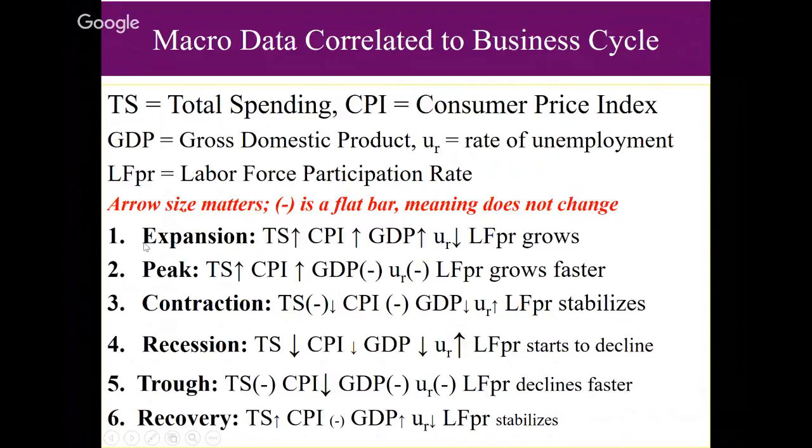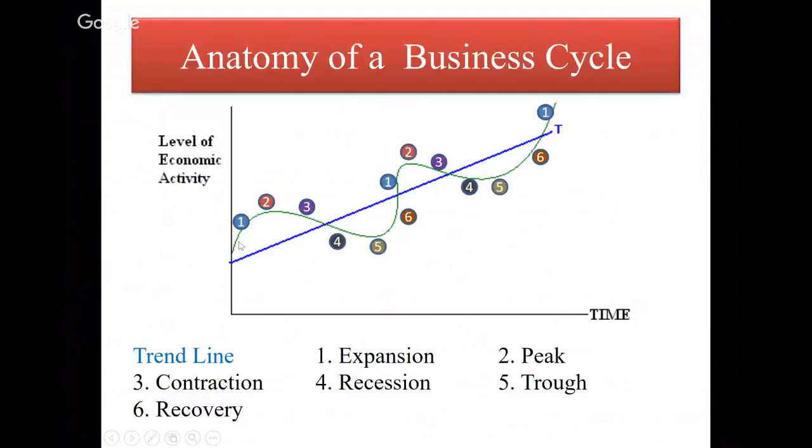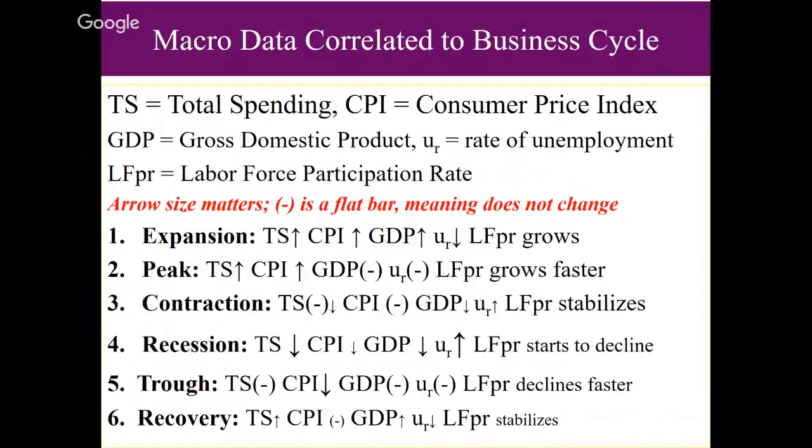Now, during expansion of the business cycle, which is the upturn of the business cycle above the trend line, meaning the economy is actually growing faster than the average and is pulling the average up, okay, total spending is increasing. Up arrow means increase, down arrow means decrease. Flat bar means does not change. Big up arrow, big increase. Big down arrow, big decrease. Little up arrow, little increase. Small down arrow, small decrease.